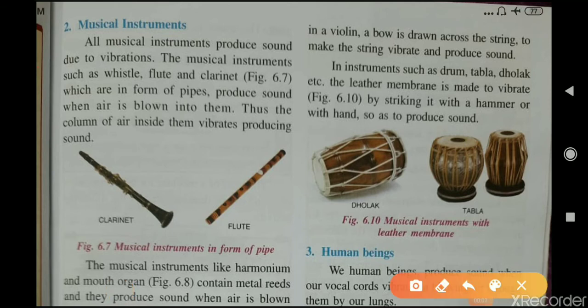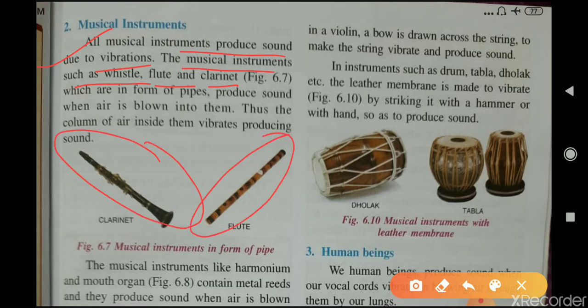Second, musical instruments. All musical instruments produce sound due to vibrations. Musical instruments such as the whistle, flute and clarinet, which are in the form of pipes, produce sound when air is blown into them. We can only hear the sound when we blow air into these instruments, and the column of air inside them vibrates and produces sound.